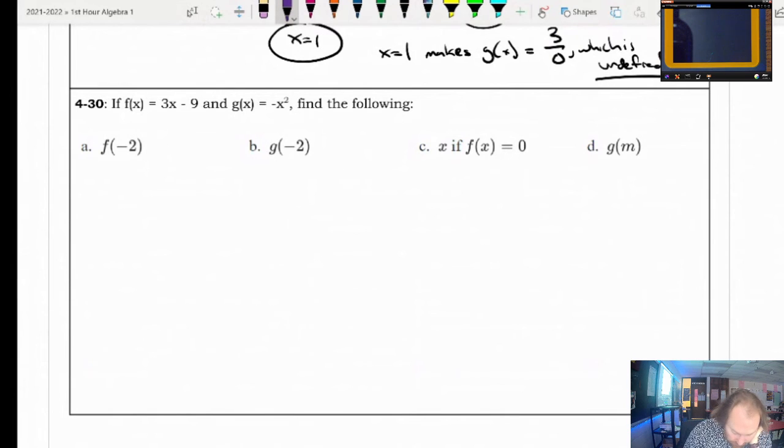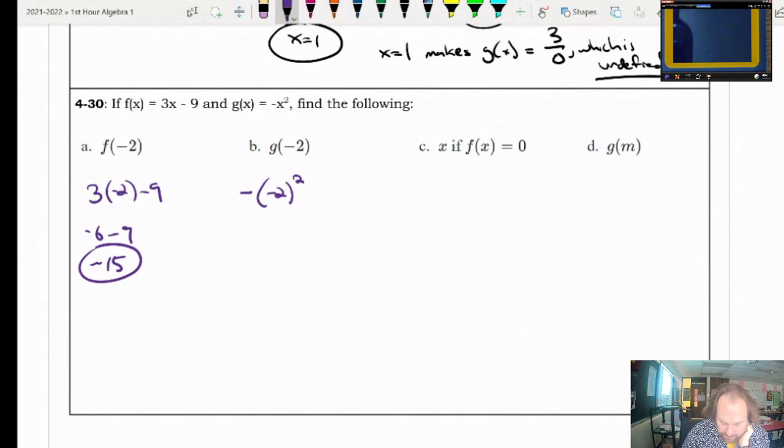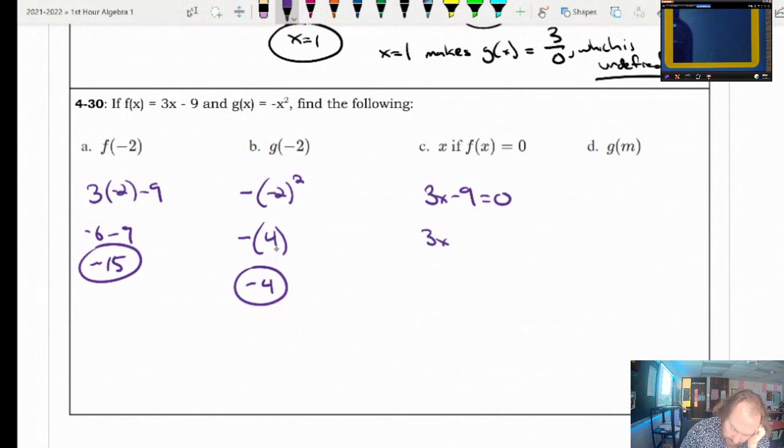Here we have f of negative 2. That's 3 times negative 2 minus 9, which is negative 6 minus 9, which is negative 15. Here we have g of negative 2, so that's negative 2 squared. Careful on the negatives here. That's negative positive 4, which is negative 4. What is x if f of x equals 0? So if 3x minus 9 equals 0, then 3x equals 9, and so x has to equal 3. This is a little bit of an algebra problem.